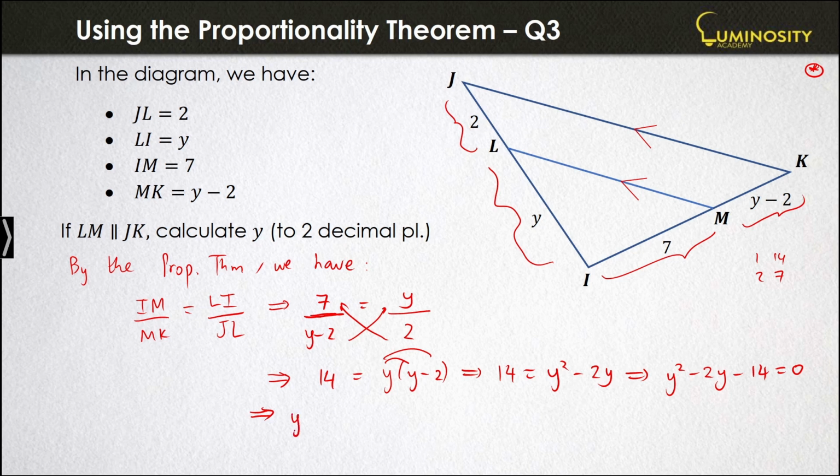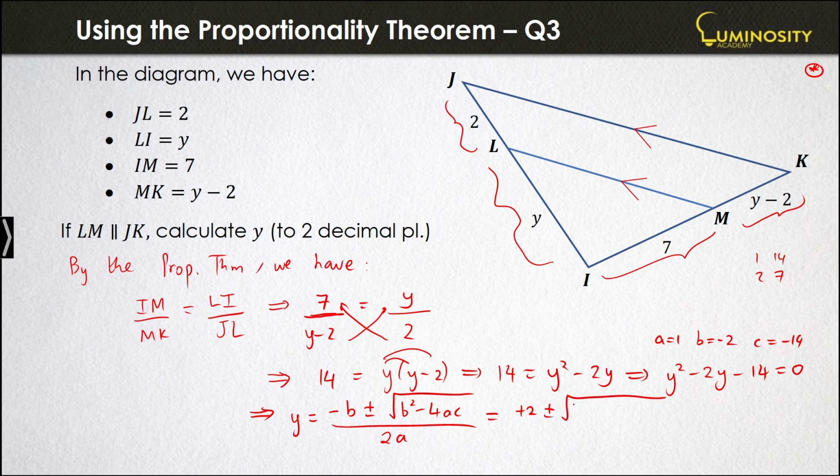So I'll use the quadratic formula here. y equals, my a value is 1, my b value is negative 2, and my c value is negative 14. So it's going to be negative b plus or minus, so 2 possible solutions, the square root of the discriminant term, b squared minus 4ac, all over 2a. So it's negative of negative 2, which is positive 2, plus or minus the square root of negative 2 squared minus 4 times 1 times negative 14, all over 2 times 1.